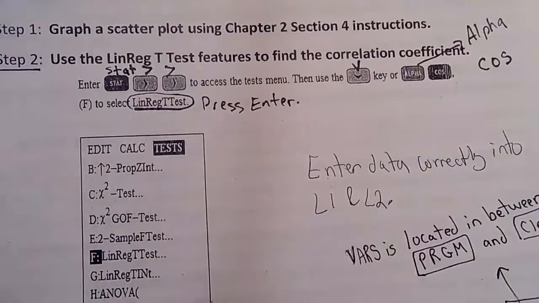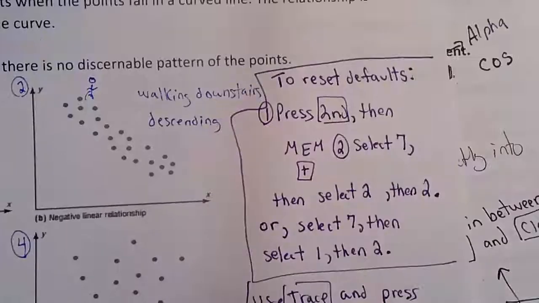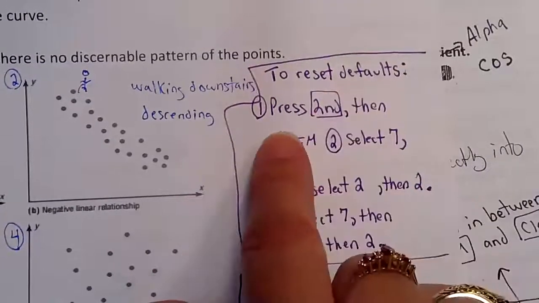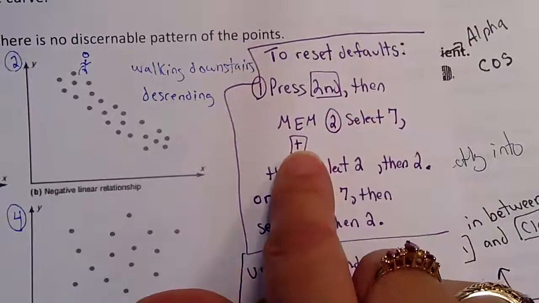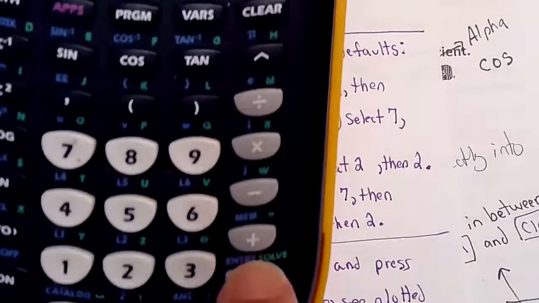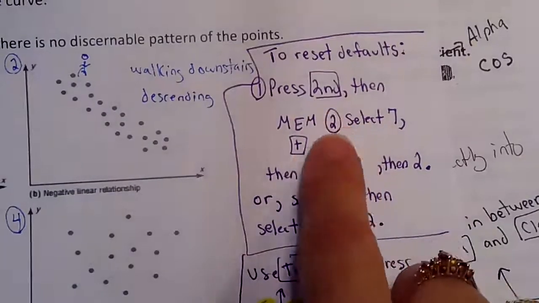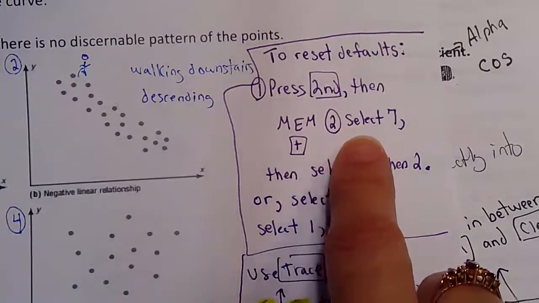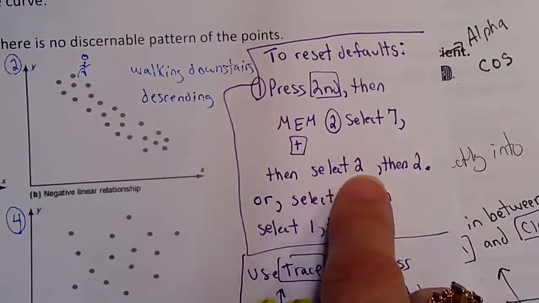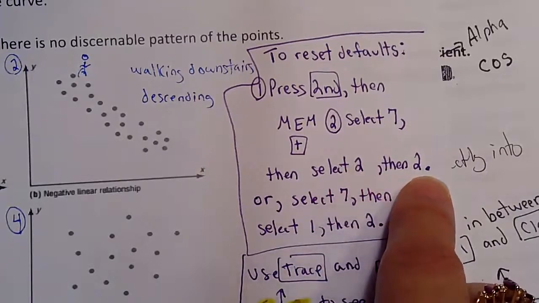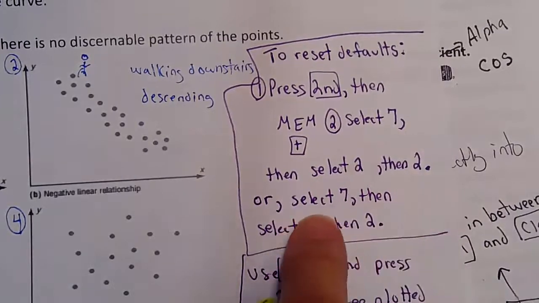Now, let me just see if I can remind you on the reset. I think I have that page handy here. Sometimes when we did the reset, it would be something like this. To reset defaults, you press second, then the plus sign, because that has the memory there. So you would press second, then memory, then you would select 7, then 2, and then 2 again. And usually that does it. And if it doesn't, then we do this option.